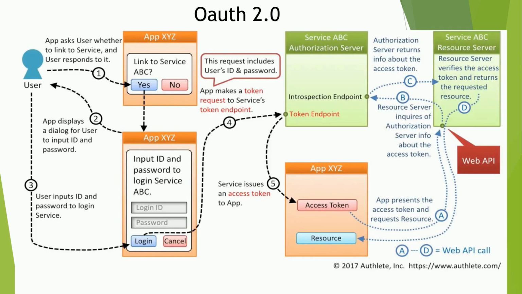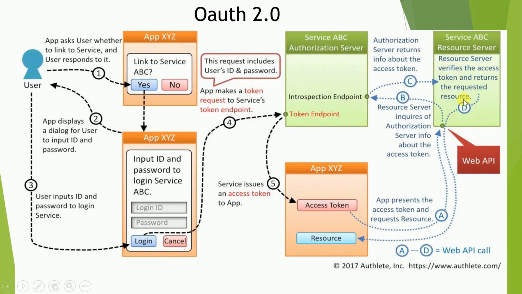Third is the user inputs ID and password. So basically you will enter your user ID and password and log in. Fourth is the app. So in step 4 you will go to the authorization server, and in step 5 you will ask that authorization server to give you a token. So basically you have received a token. Now since you have received a token, you will go to the service, that is the Udemy service.